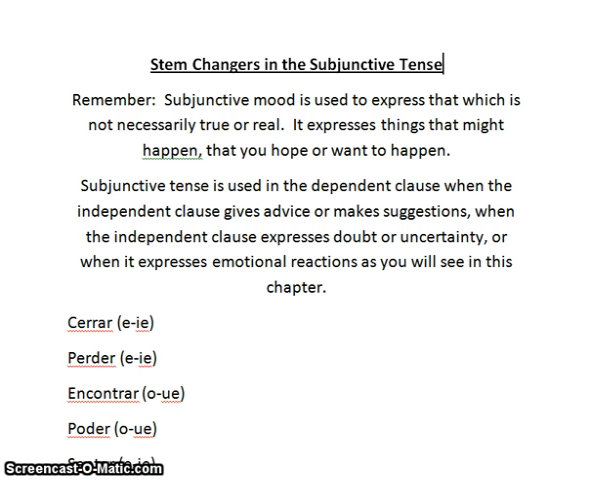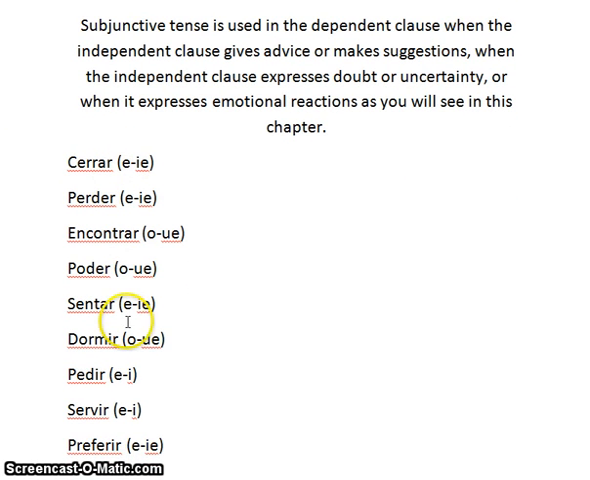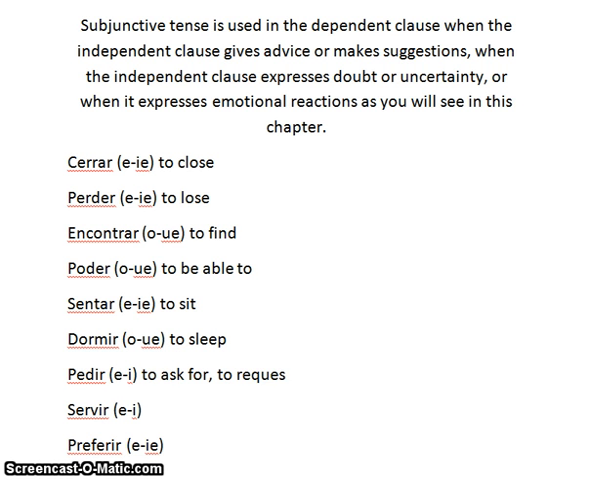Okay, so now we're looking at the verbs, but they're going to be stem changers in subjunctive tense. I gave you a list of verbs here, and I gave you the stem change next to each one of them, and then I'll define those also for you. Cerrar to close, perder to lose, encontrar to find, poder to be able to, sentar to sit, dormir to sleep, pedir to ask for, to request, servir to serve, and then we have preferir to prefer.